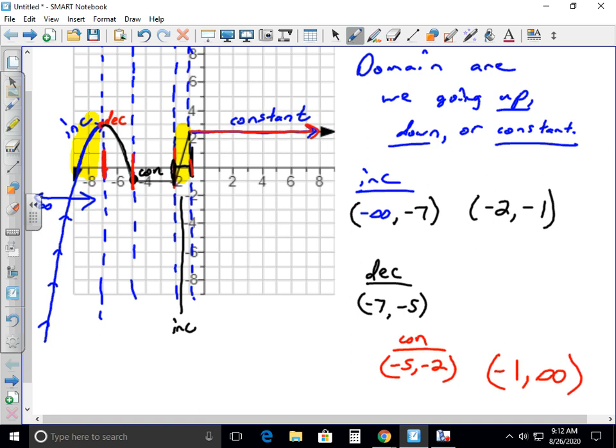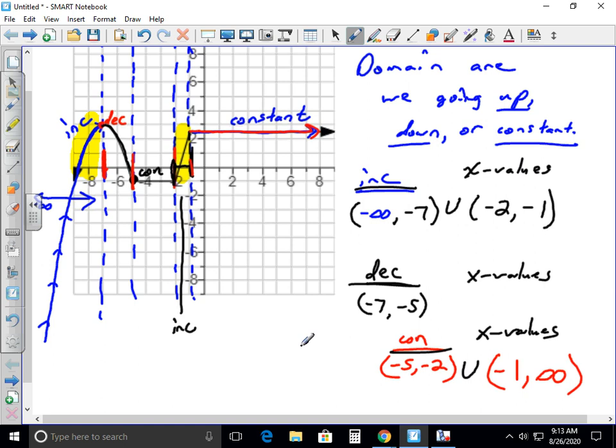If we have more than one interval, we put a union symbol between those. Just a reminder, these are x values. At what x values are we going up? At what x values are we going down? And between what x values are we constant?